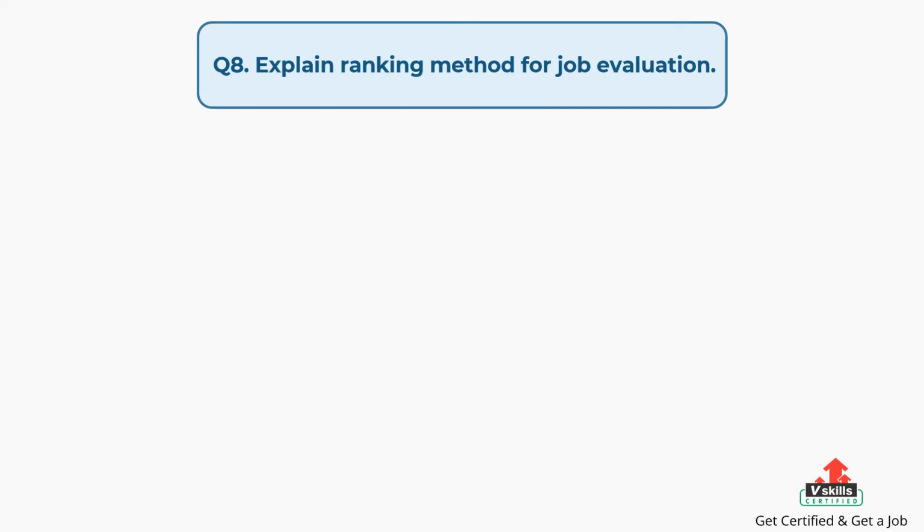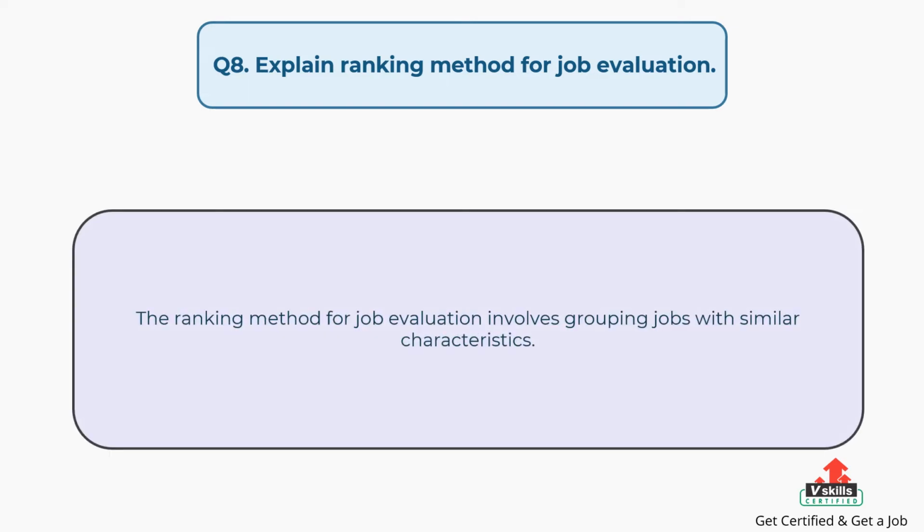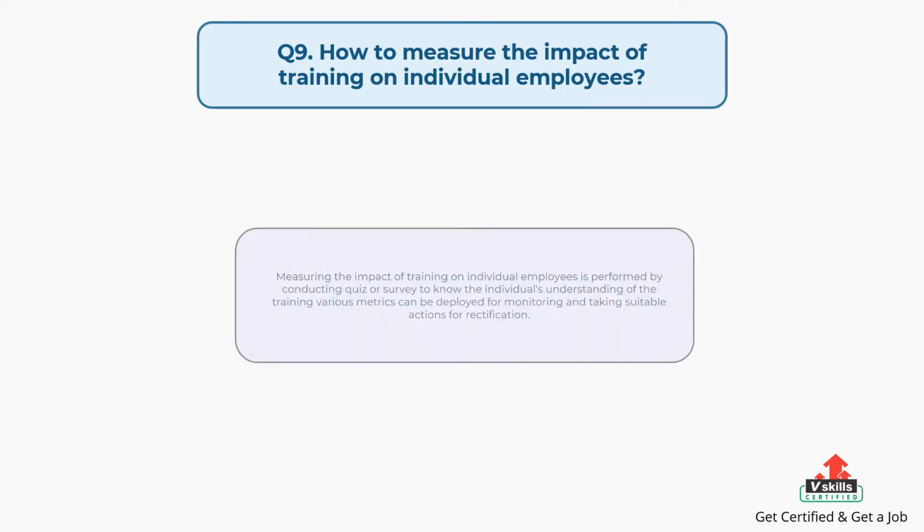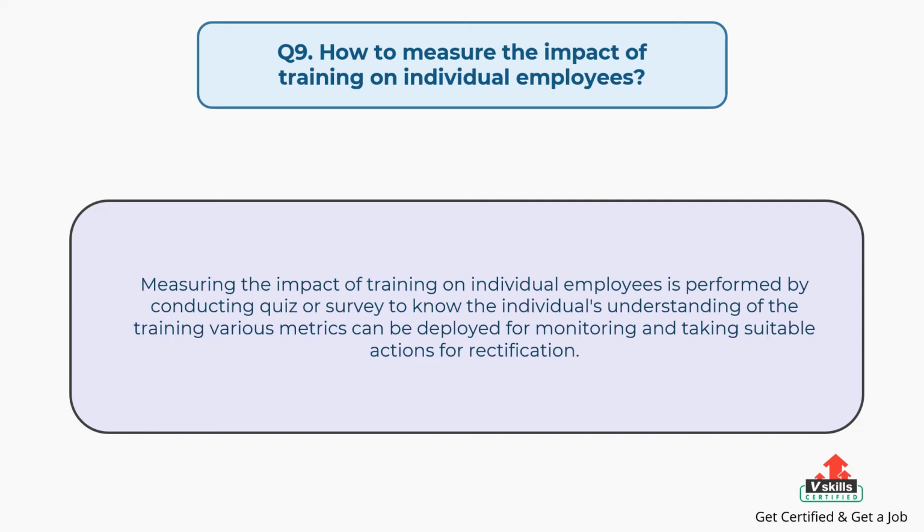Question number 8. Explain ranking method for job evaluation. The answer is, the ranking method for job evaluation involves grouping jobs with similar characteristics. Question number 9. How to measure the impact of training on individual employees? The answer is, measuring the impact of training on individual employees is performed by conducting a quiz or survey to know the individual's understanding of the training. Various metrics can be deployed for monitoring and taking suitable actions for rectification.